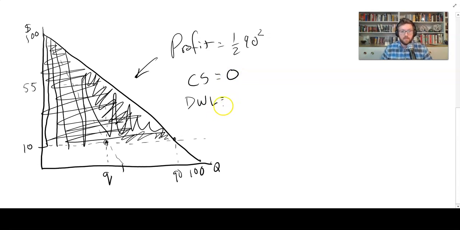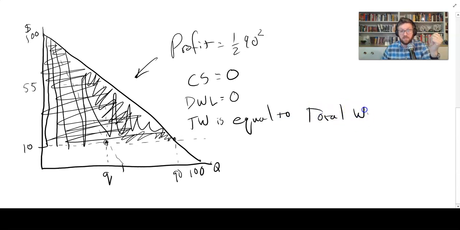Deadweight loss, though, is also 0. There are no people who are willing to pay more for this product than it's worth who are not able to buy it. Every single person who desires this product and is willing to pay more than its manufacturing marginal cost gets the product. It's good from that perspective, but bad from the sense that they get it, but they don't enjoy any consumer surplus. Okay? So total welfare is equal to the total welfare under perfect competition.